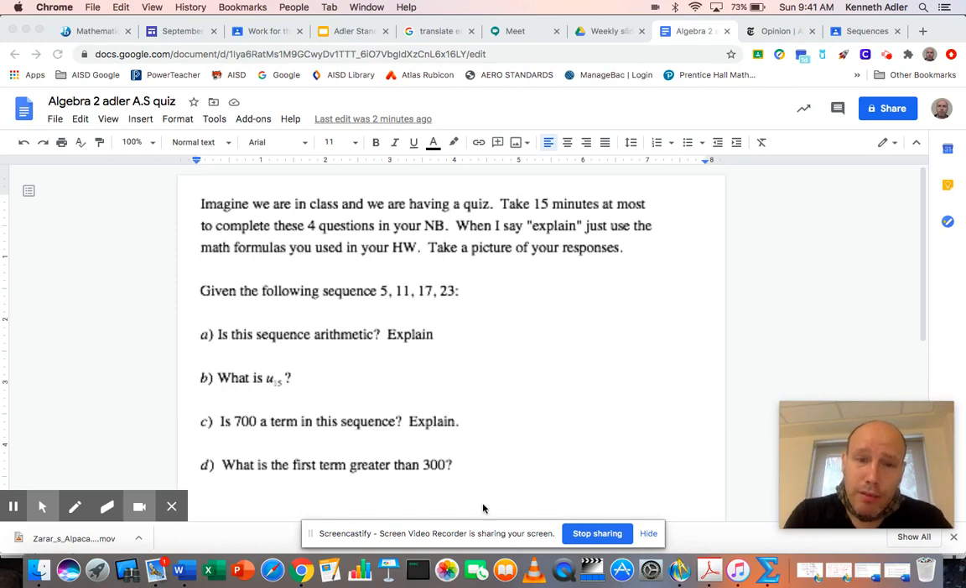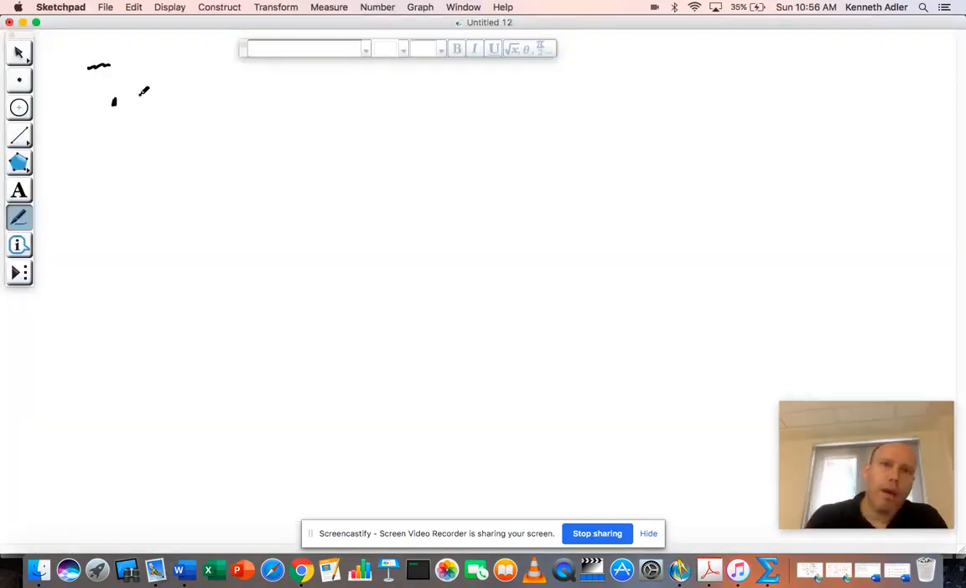Okay, good luck. The first question is, once again, given the following sequence, 5, 11, 17, 23: A, is this sequence arithmetic? B, I want to know what the 15th term is. C, is 700 a term in the sequence? And D, what is the first term greater than 300? Good luck. Okay, so you finished the quiz, and we're back.